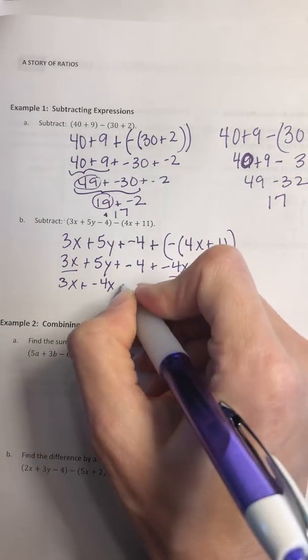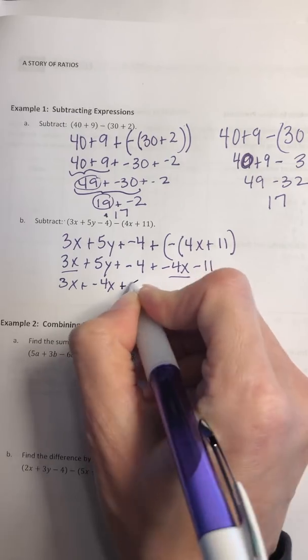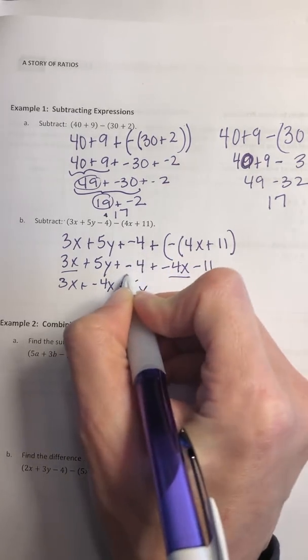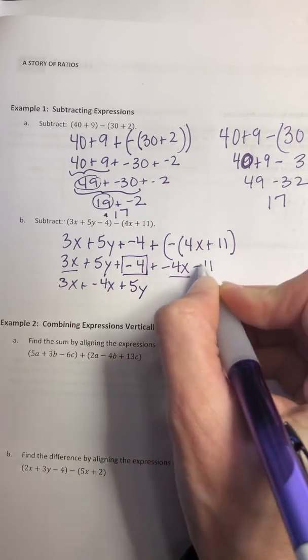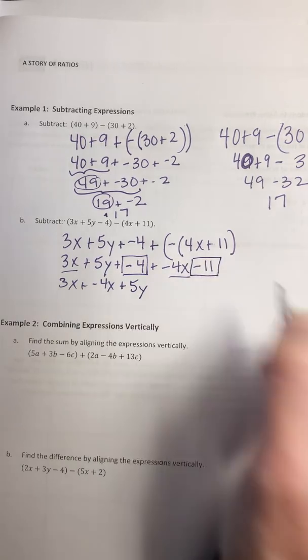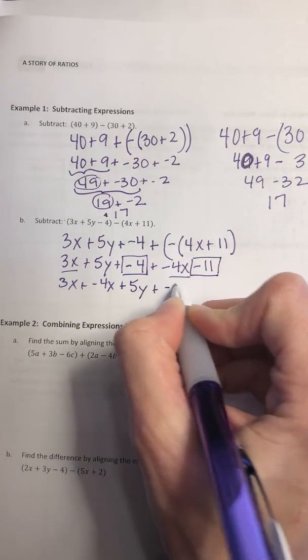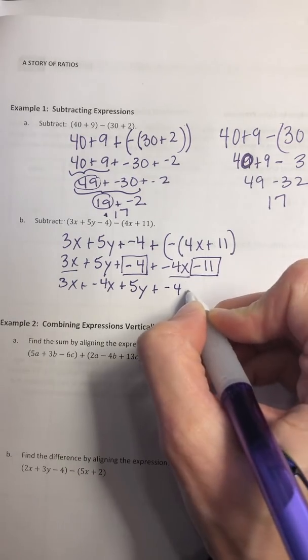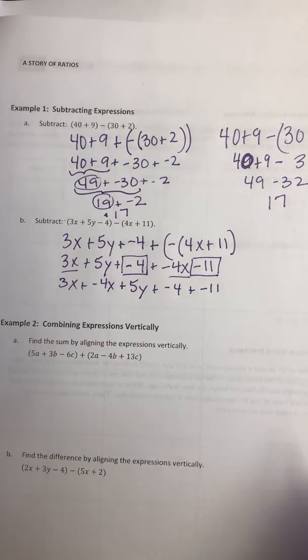And we can put plus 5y. And now notice that these are the same as well. These are what we call constant terms. So we would put plus -4 and plus -11. Minus 11 and plus -11 mean the same thing.